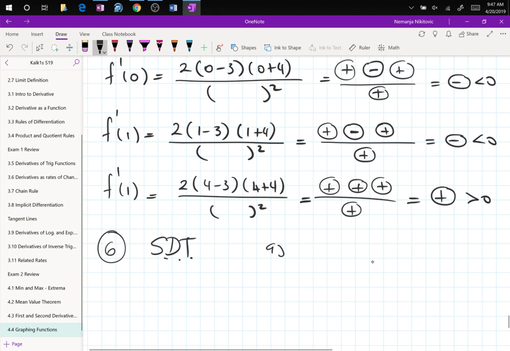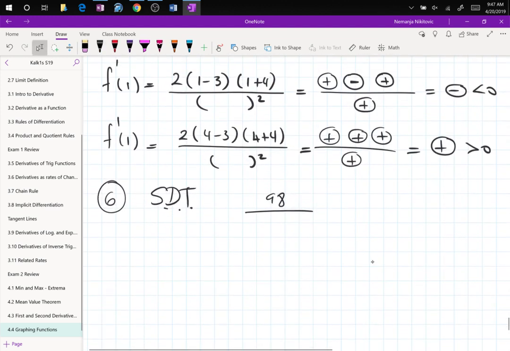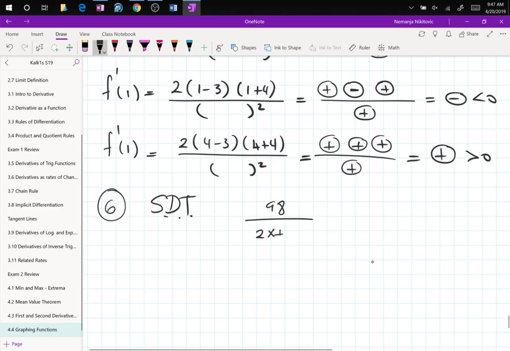We take our second derivative. So that was 98 over (2x plus 1) cubed. Set equal to 0, we get 98 does not equal 0, so no inflection points. We still do partitioning and everything.